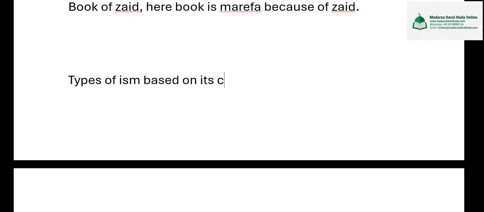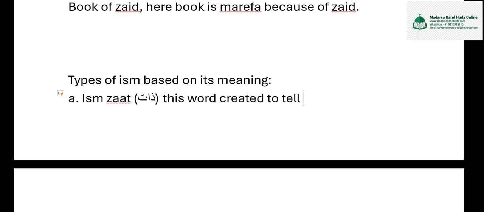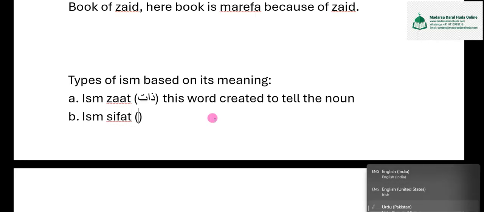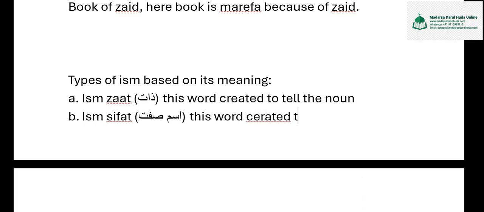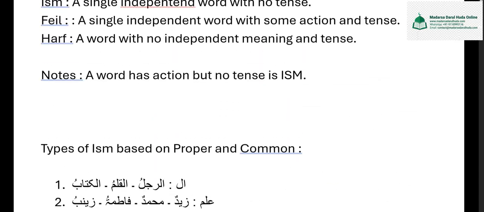Then comes the types of ism based on its meaning. One is isme zat. Isme zat is a word created to tell the noun. Then we have isme sifat. This is a word created to tell the attributes. That's it. That was the whole summary of this chapter.